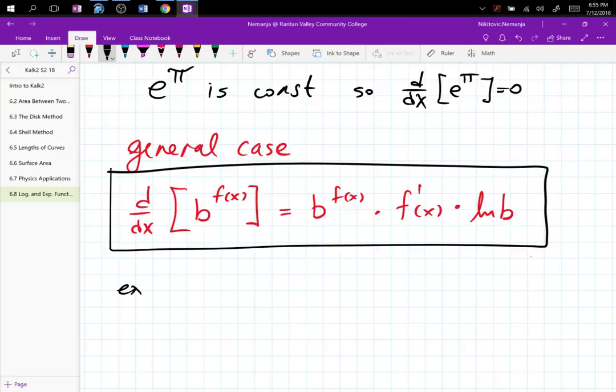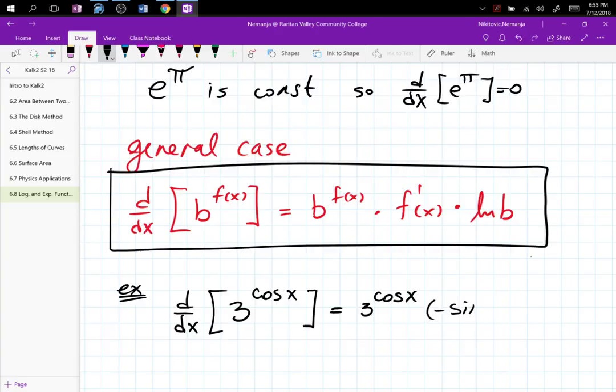An example for you to enjoy. What is the derivative of 3 raised to the cosine of x? Three to the cosine x? Okay. Negative sine x. That's good. Times ln 3. Very good. And that will be the full derivative of the thing.